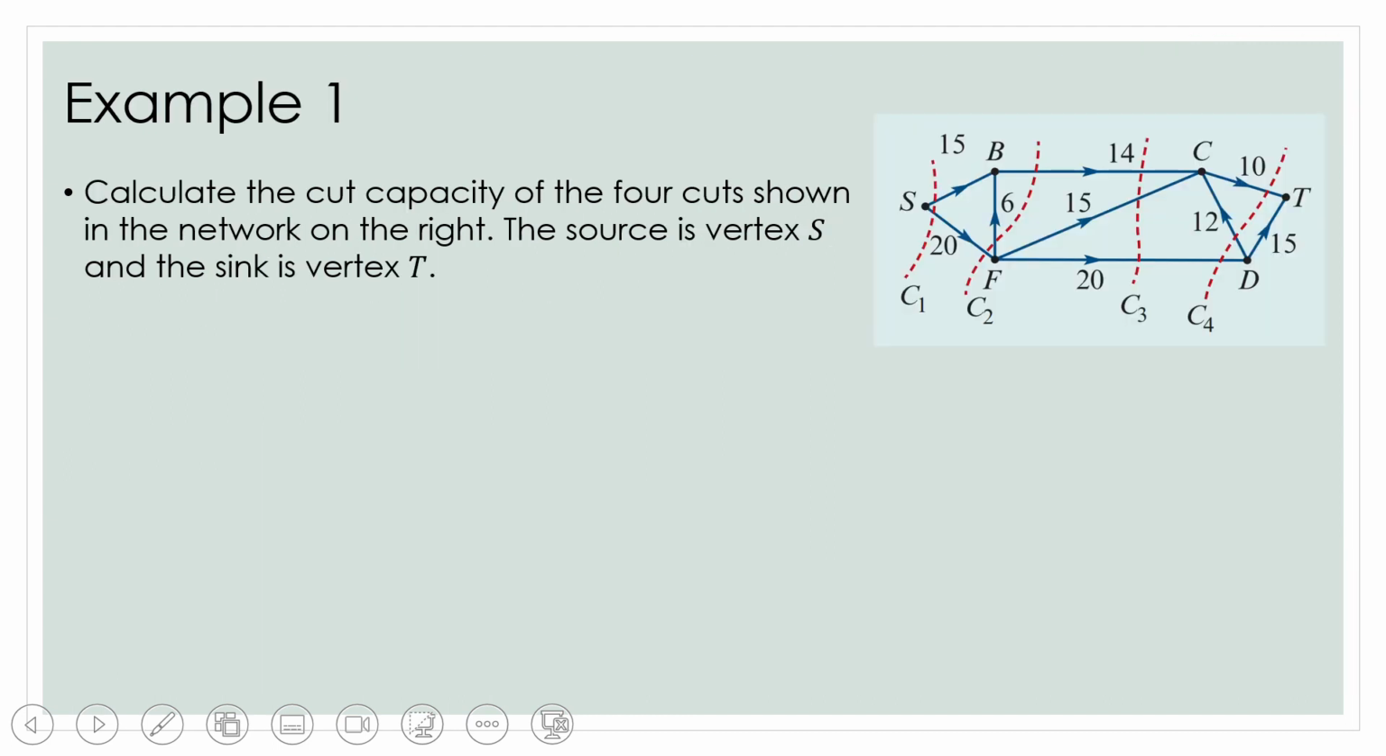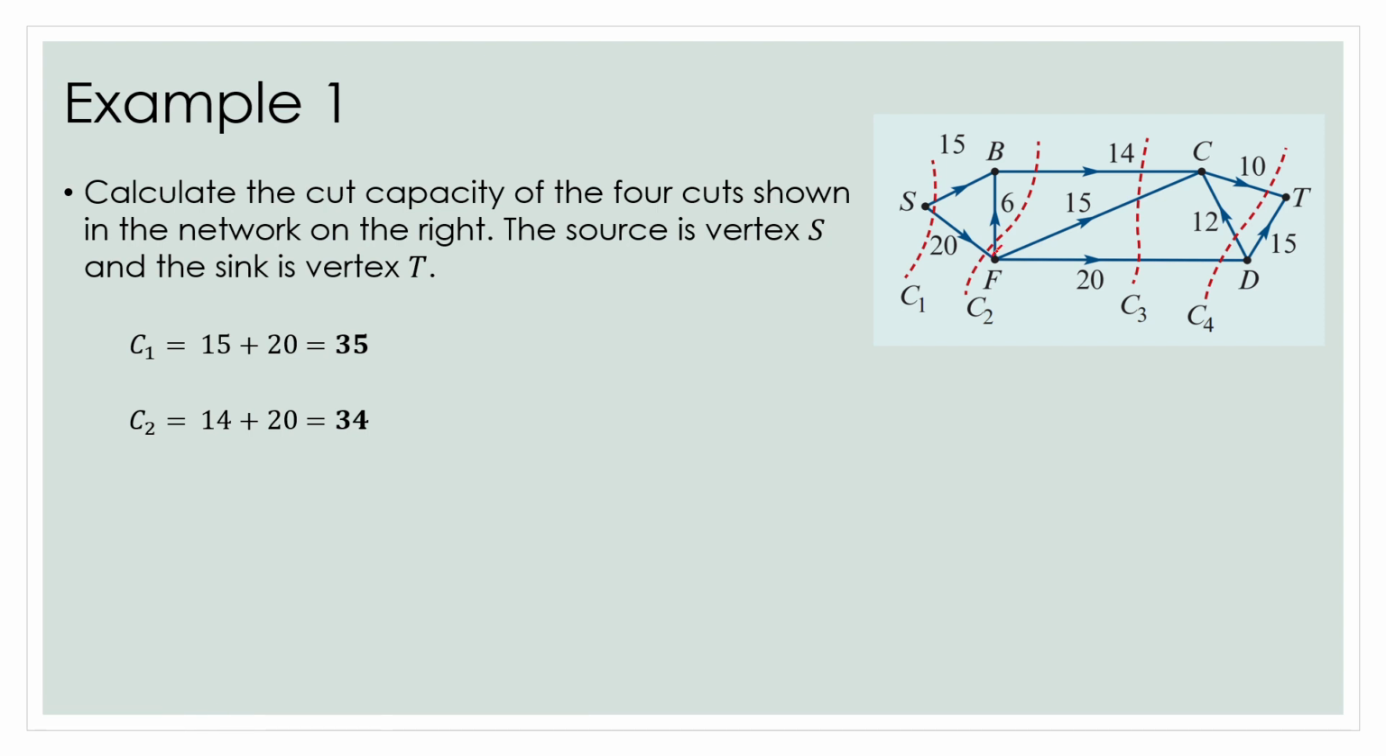Okay, so multiple cuts here. Calculate the cut capacity of the 4 cuts shown in the network on the right. The source is the vertex S as shown, and the sink is vertex T. For cut 1, simply going through adding the 2 together, 35, pretty self-explanatory. Cut 2, you've got 20, and you probably need to be careful because F to B is actually going from outside, so it starts outside here and then goes back into the source. So remember, if we loop that back around like so, it goes from out to in, so we're not going to count that 6. So don't count the 6 in your cut there, so 34.